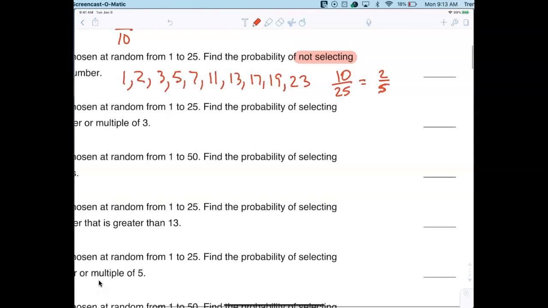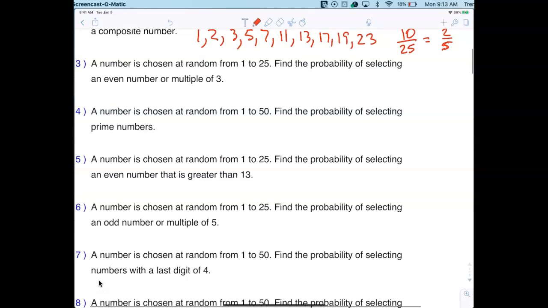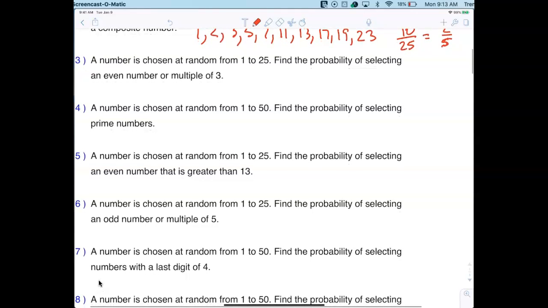All right, so here we go. A number is chosen at random from 1 to 25. Find the probability of selecting an even number or a multiple of 3. So here's how I want you to handle this, guys. I want everybody to write down all the numbers from 1 to 12. 1, 2, 3, 4, 5. Don't be lazy.